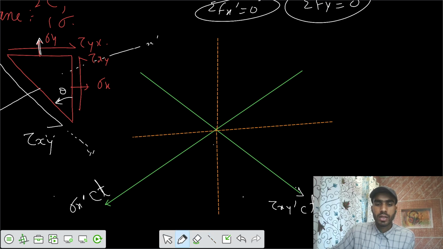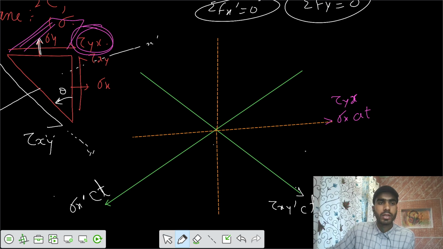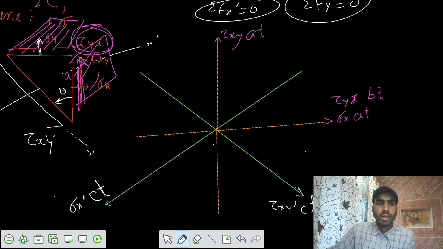So along the x direction, we know sigma x is acting, and area was A into T. Similarly, in this direction tau yx is also acting, and area for that was B into T. Similarly, we have forces in the y direction, that was tau xy, along the y direction, and its area was A into T. Similarly, sigma y is acting in the y direction, and the area was B into T. So we have sigma y B into T.